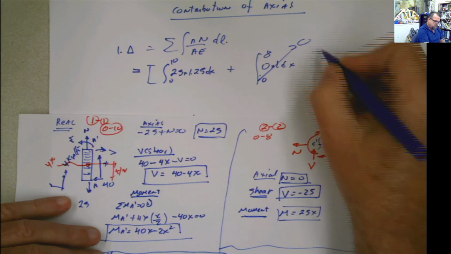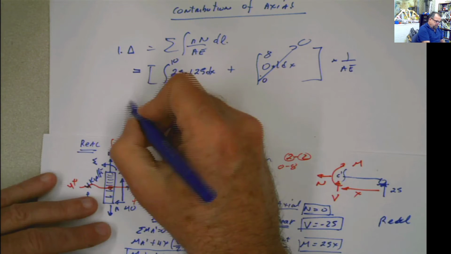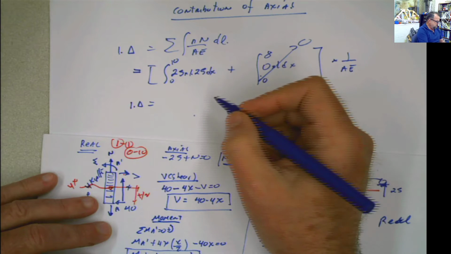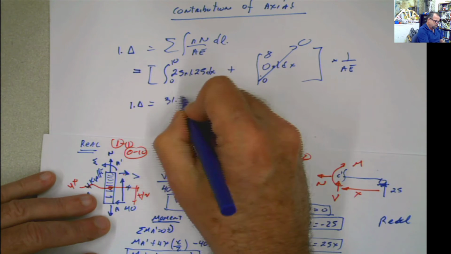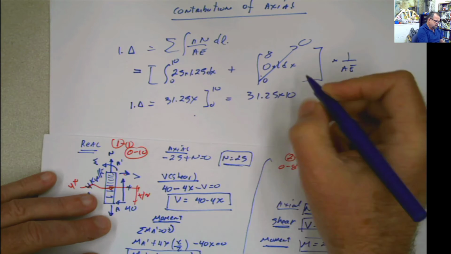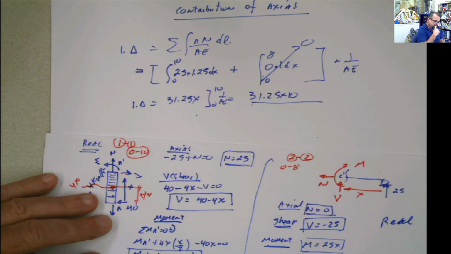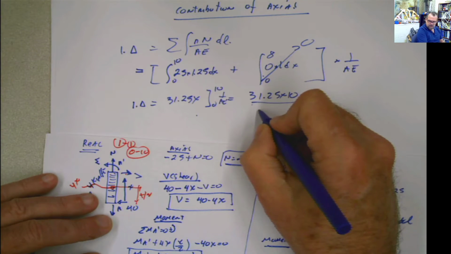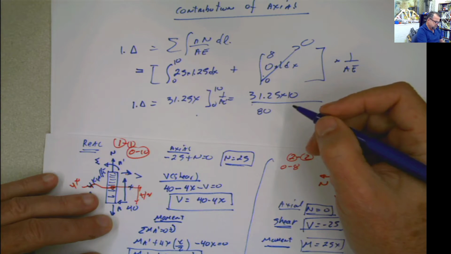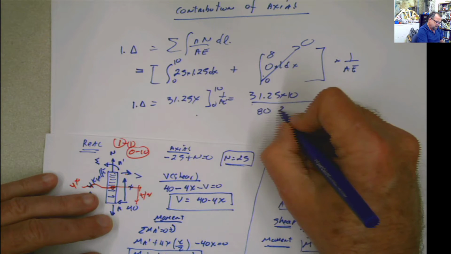This is going to be 0, and of course this has to be multiplied by 1 divided by AE, and then 1 times delta, or delta if you will, is going to be equal to 31.25x from 0 to 10, which is equal to 31.25 times 10, but we have to multiply this by 1 divided by AE. A is 80 and E is 29,000.